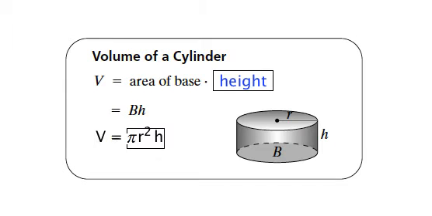Volume of a cylinder. Again, we use the concept of the area of the base times the height. Our base this time is a circle. So we're going to use V equals pi times r squared times h.